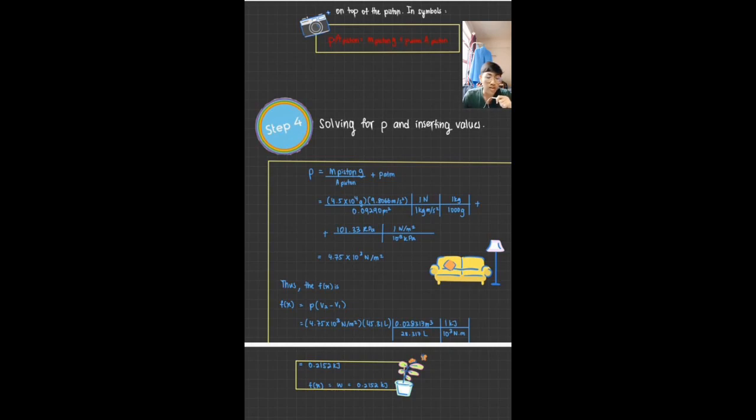So after we get the value of pressure, we need to substitute that value again into the equation Fx equals P multiplied with difference in volume. So again, to get our final answer in kilojoule, we need to multiply our last answer with 0.028317 m cubed over 28.317 L and multiply again with 1 kJ over 10 to the power of 3 Newton meter to get our value of work, 0.2152 kilojoule.